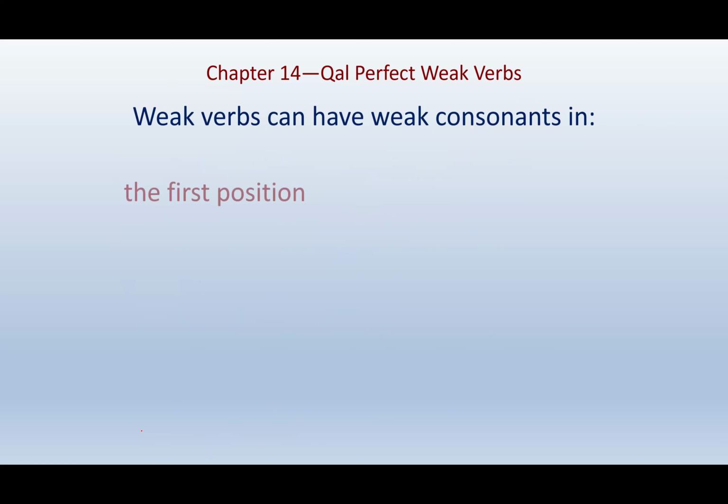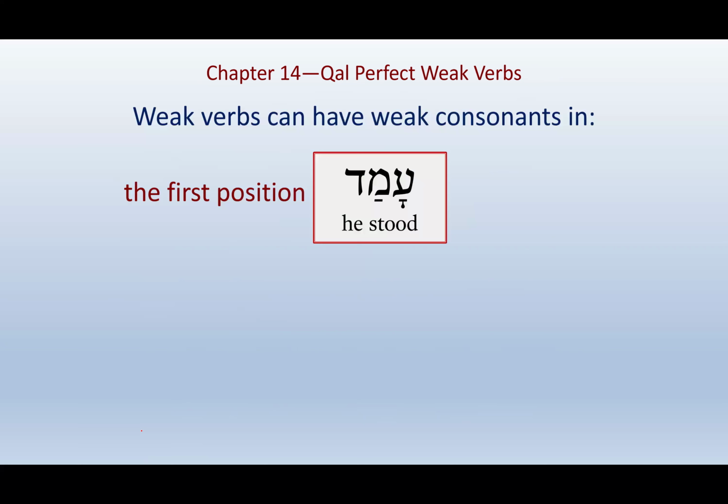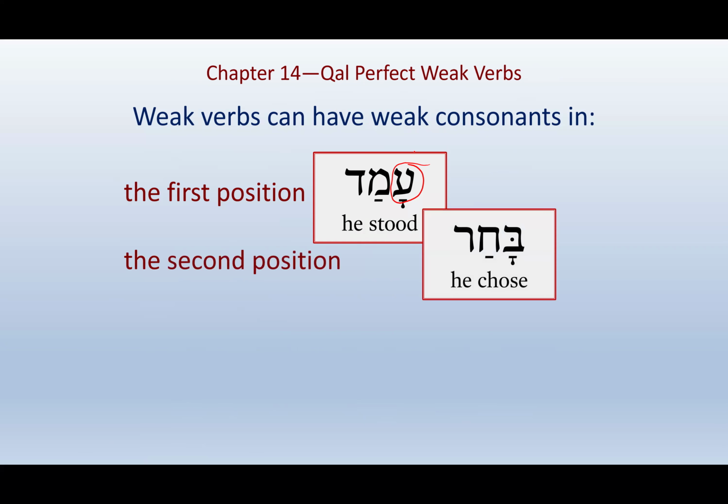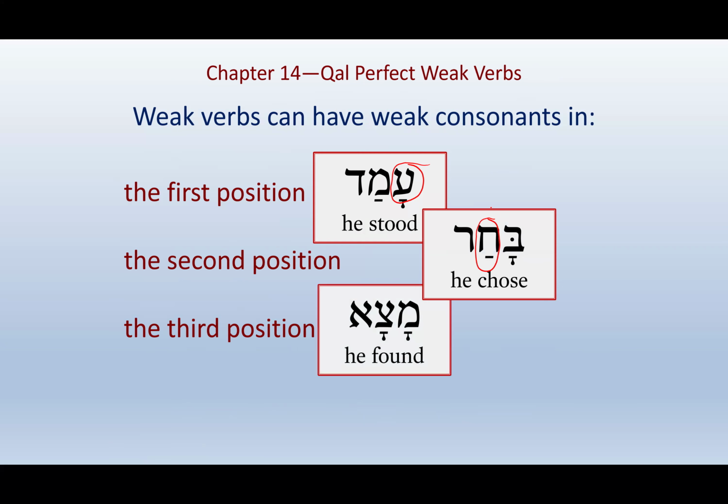Weak verbs can have weak consonants in the first position, or sometimes just called the R1, root one, R being root, the R1 or root one position. In this case, the ayin is a guttural. So that's a weak verb. Amad, he stood. They can be in the second position or R2. So we have the chet in this R2 position. Bachar, he chose. Or in the third root position, the R3. Matsa, we have the aleph in the third position, he found.